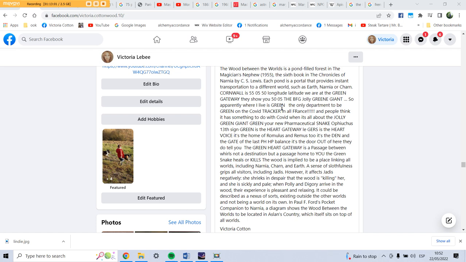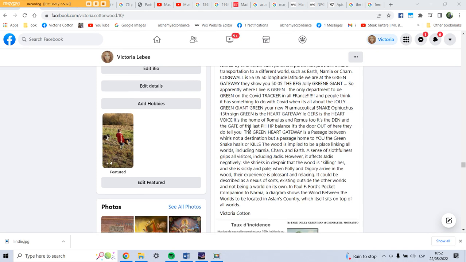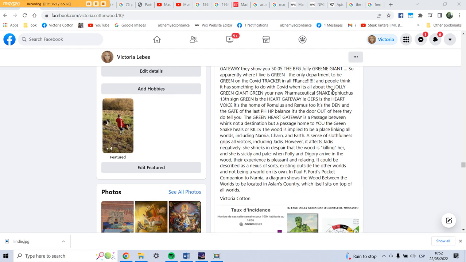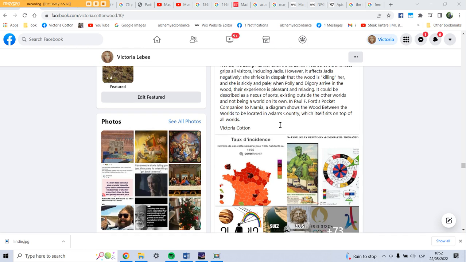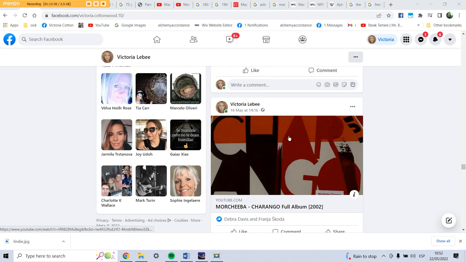That was about Cornwall, 50°, 5°, longitude, latitude. We're at the Green Gateway. They show you the 5005, the BFG, Jolly Green Giant. So, yeah, that was when there was COVID. Our area was the only green on the map, and people think it has something to do with COVID. It's all about the Jolly Green Giant. Your new pharmaceutical snake, Ophiuchus, 13th sign. Green is the heart gateway. So, yeah, I'm not going to open all that.